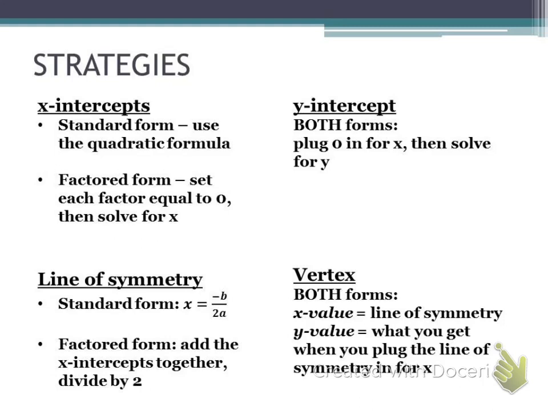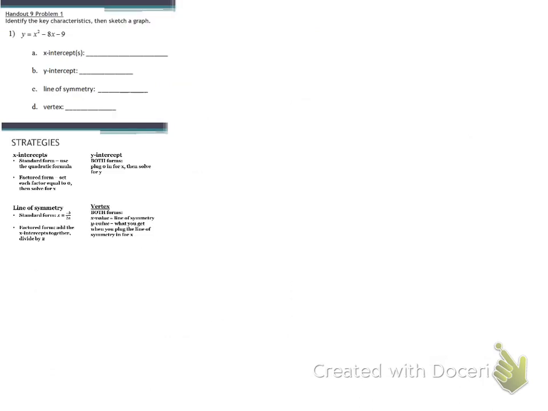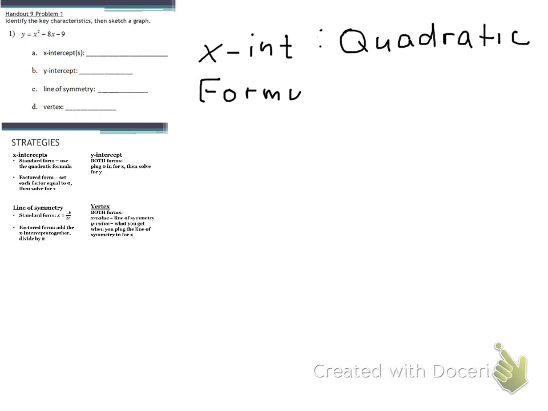For the vertex, for both forms, the x value is the line of symmetry, and then for the y value, you want to plug that number you got for the line of symmetry in for x, and then solve for y. Now our first example is written in standard form, so we want to use the strategies for standard form. So for our x-intercepts, we're going to use the quadratic formula.